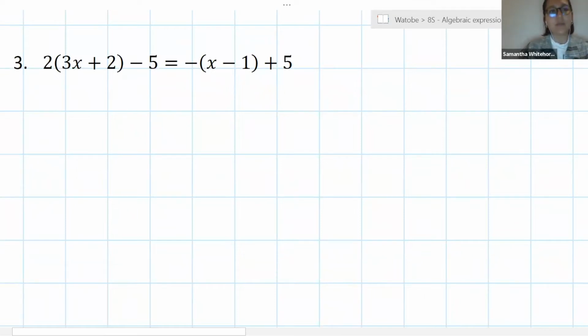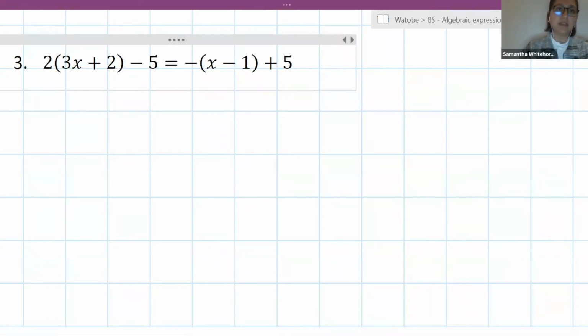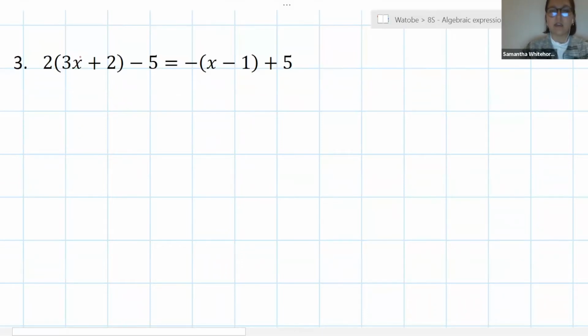So question 3, we've got 2 times (3x plus 2) minus 5 is equal to minus (x minus 1) plus 5. Now, what's really important with something like this is that if we've just got a minus sign sitting in front of a bracket, we actually have a ghost 1 in front of that bracket. And so what that means is if I now want to distribute, which I definitely do, what I'm multiplying into this bracket is a -1. So I'm saying -1 times x and -1 times 1.